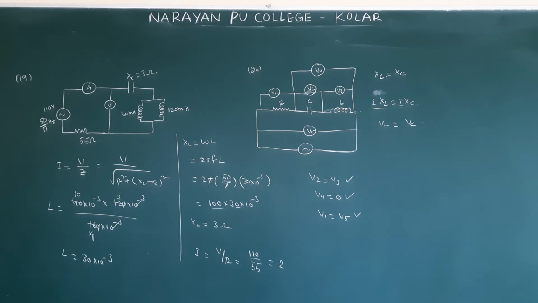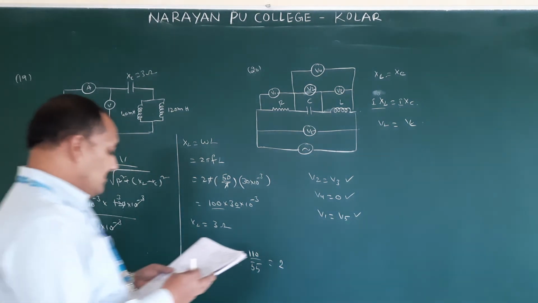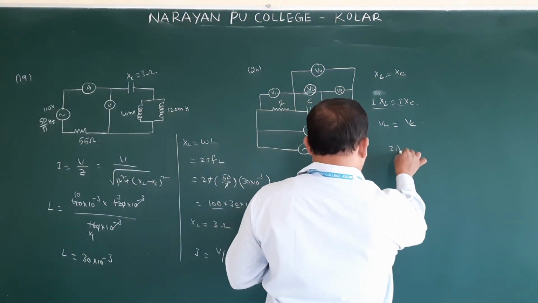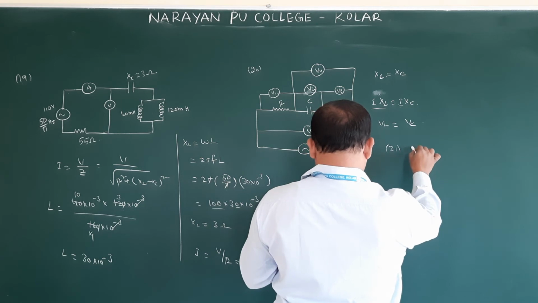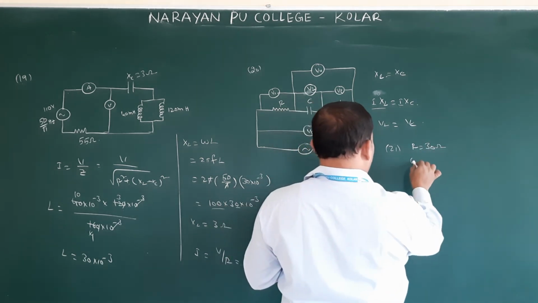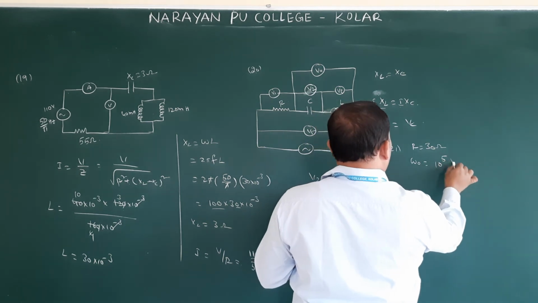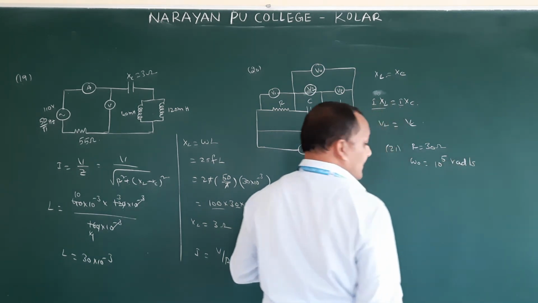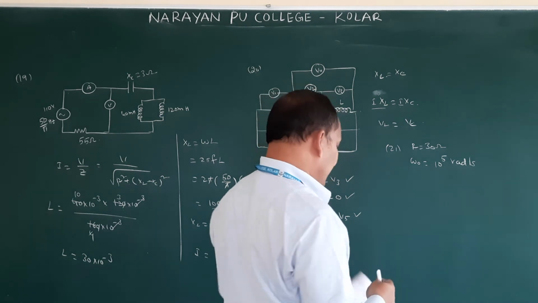At resonance, the potential difference across resistance and inductance are 60 volts and 20 volts respectively. Again, they are asking one by one values. We will see question number 21. In this, the resistance is given, R is equal to 30 ohms, and angular frequency omega not equal to 10 power 5 radian per second. They didn't give frequency, they gave angular frequency.